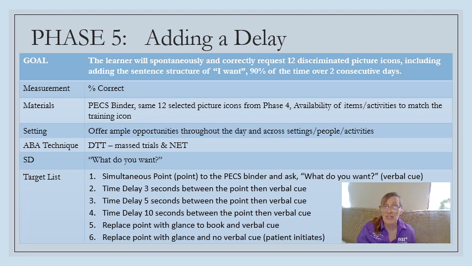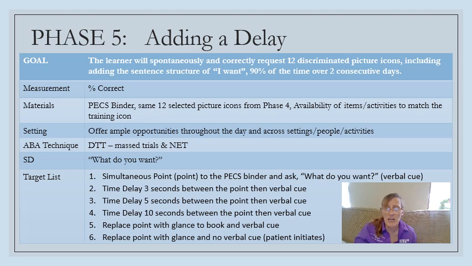We're going to add a 3-second delay. So we're going to point to the PECS book, wait 3 seconds before we say, "What do you want?" And then when that is mastered and maintained, we're going to add more to the delay. Now we're going to do 5 seconds, the same thing. And then the next target is to do a 10-second delay.